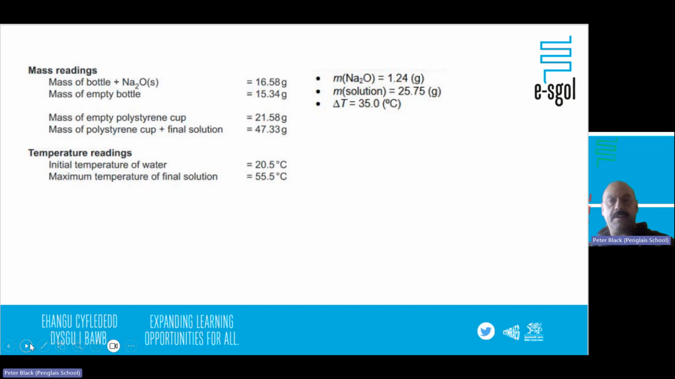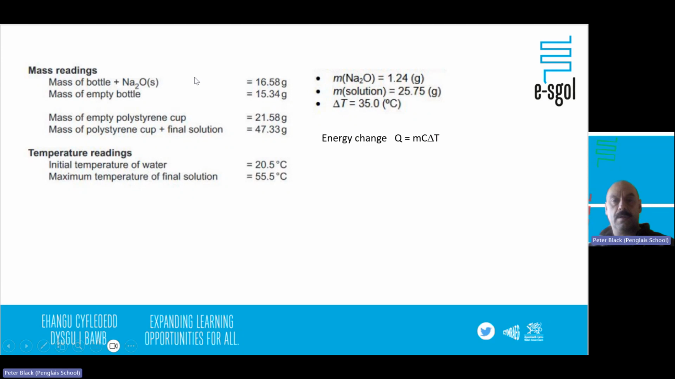So there's our values. Okay, we've got the mass of the sodium oxide is 1.24 grams. The mass of the solution. When I saw this question, I was thinking, why are they weighing a polystyrene cup? Which is kind of weird. But it's literally because it's where you're getting the mass of solution from. Okay, so that's 25.75 grams, and we've got our delta T. We'll assume they've done that using their accurate method that we've discussed earlier. Right. Okay. So we've got some of the things we need.